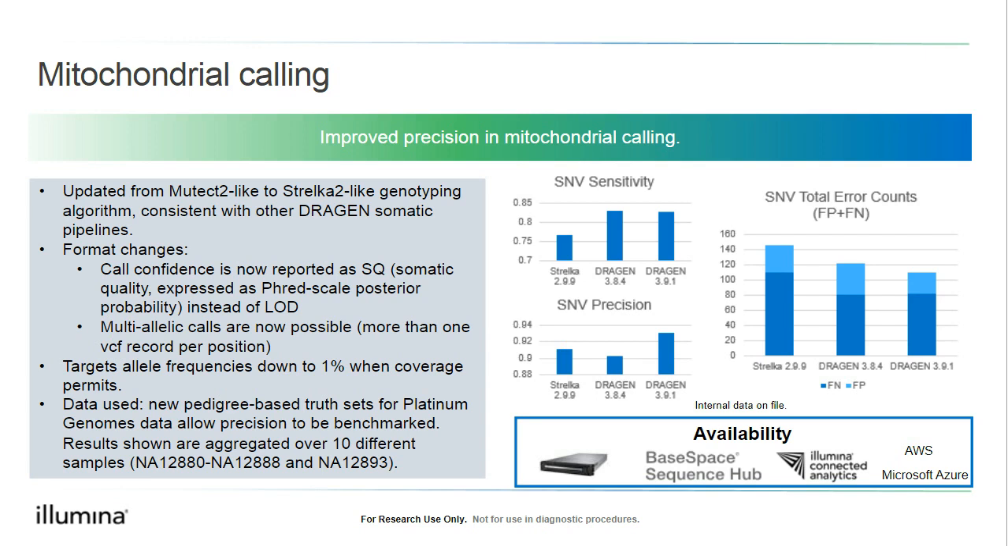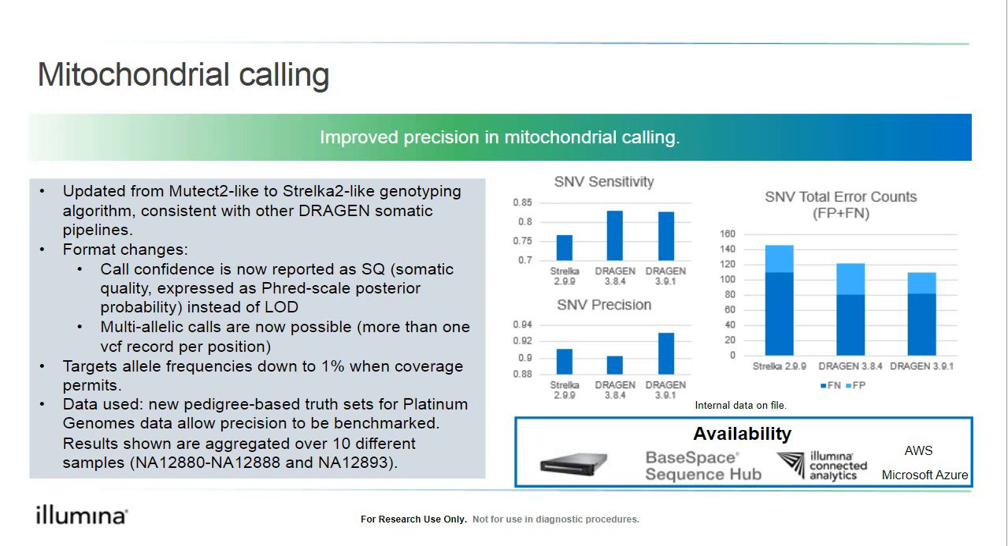We are also able to target allele frequencies down to 1% when the coverage permits. Again, we are showing you on the right some results that we have aggregated over 10 different samples. And the big improvement we are seeing is in the precision for mito calling. So if you see, the sensitivity was already improved in some updates that we had made in 3.8, but however, the precision was lacking quite a bit. And you can see that in 3.9, there is a big jump in mito calling precision.